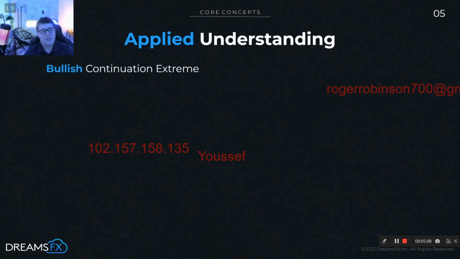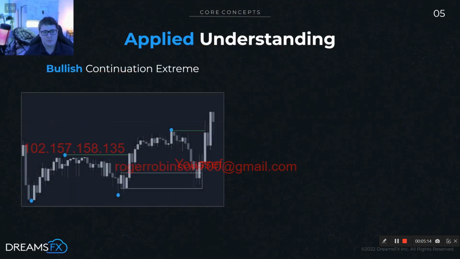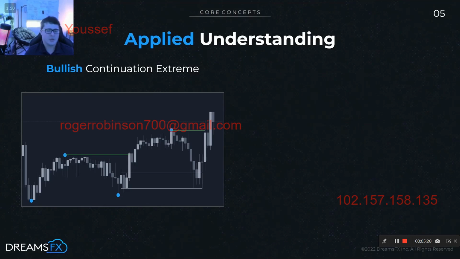So your applied understanding in a bullish continuation extreme, in a buy scenario, the first thing you always need to do before even identifying extremes is identifying your structure. If you do not identify the structure and you just say something is an extreme order block, well, how do you know that it's an extreme? Because an extreme by definition is the extreme retracements of structure.